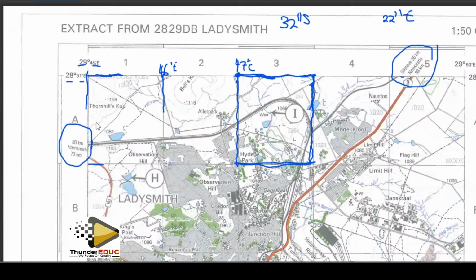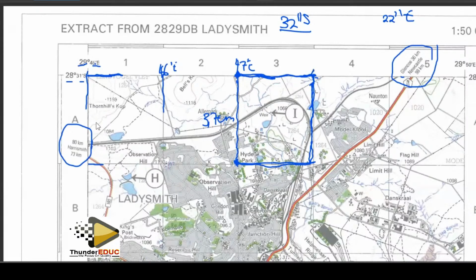How then do we identify where they are located? We use calculation by measurement. If you want to identify 32 seconds to the south latitude, what you do here, you measure from here to here. This is your latitude. From the first latitude to the next latitude, what is the distance? From my measurement, I got a distance of 3.7 centimeters.